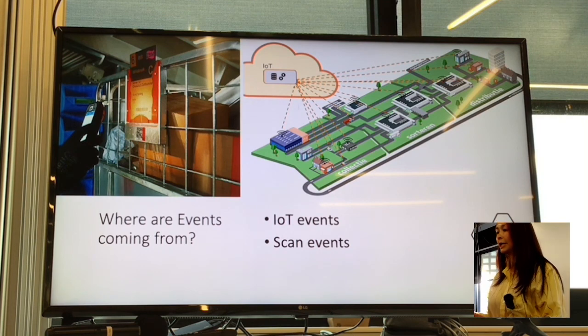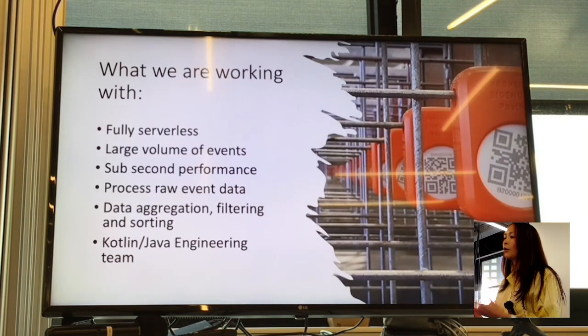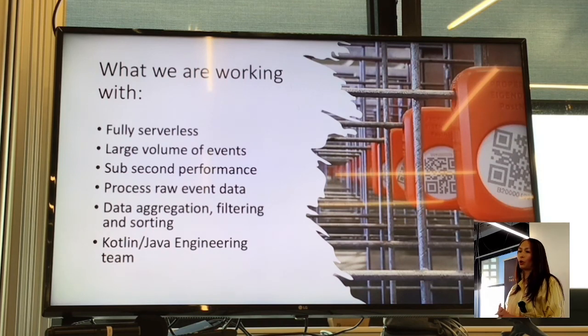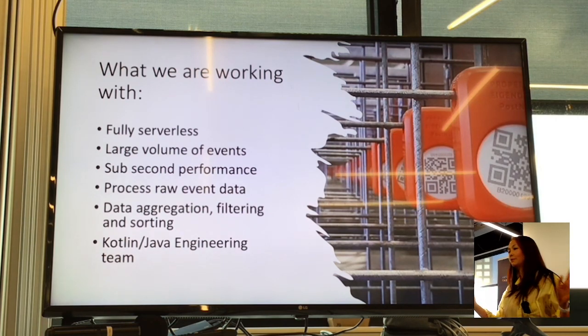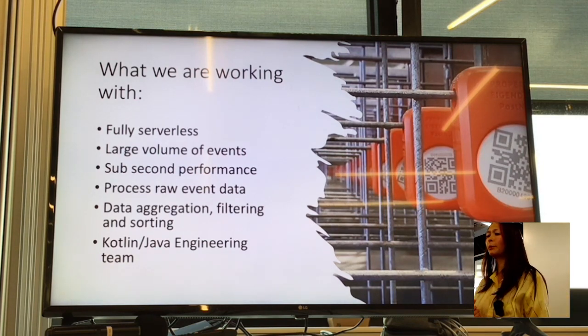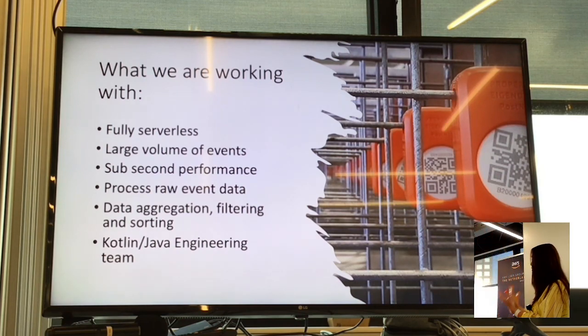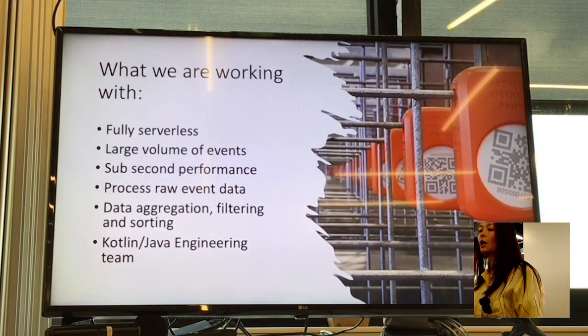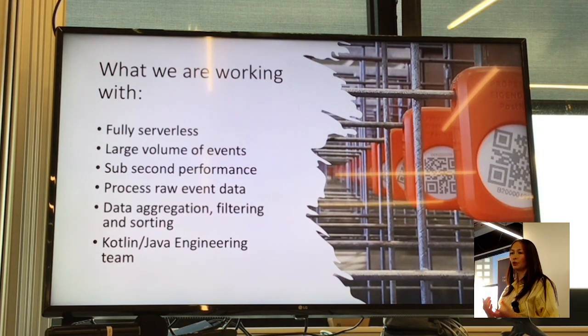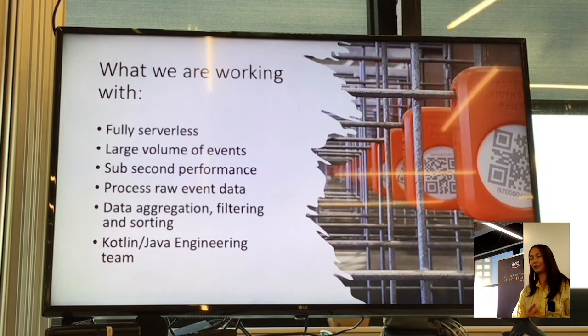So now that we've got all this data, how can we get to where we want to go? So what are we working with? We're working with fully serverless at PostNL. Only serverless, no EC2s allowed. We've got large volumes of data, which I already mentioned. So a lot of events coming in. We want sub-second performance, so when users look at the dashboards, you should really see it immediately. You don't want to be waiting for anything. We process the raw event data into something that's useful, and therefore we need to do data aggregation, filtering, sorting, and we have a Kotlin Java engineering team.